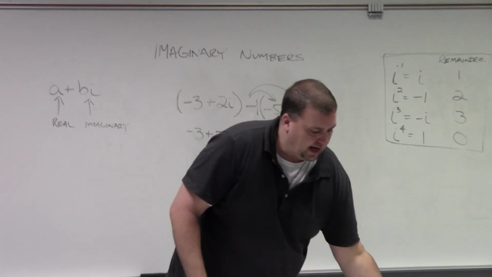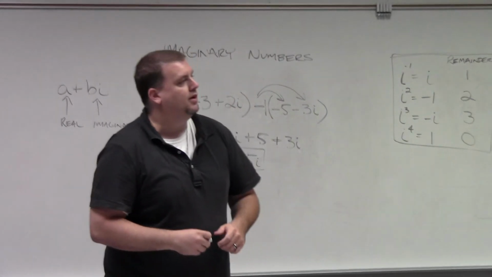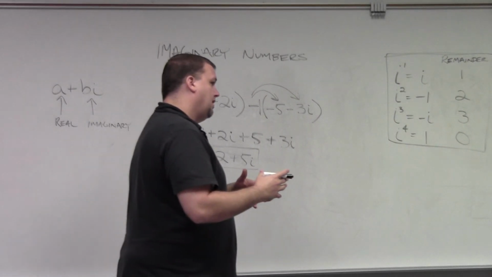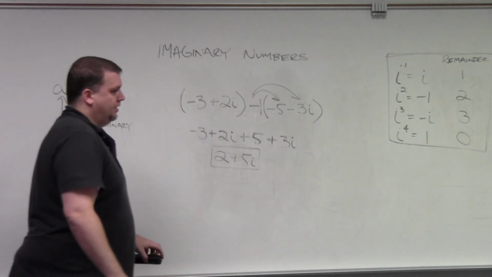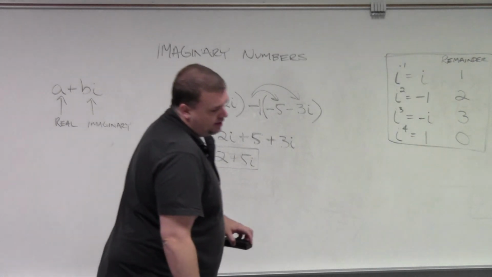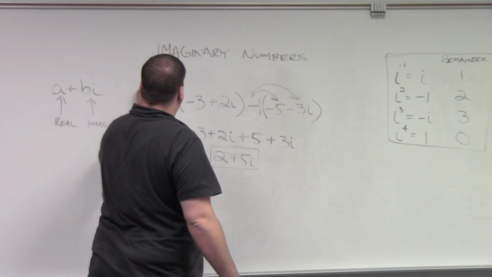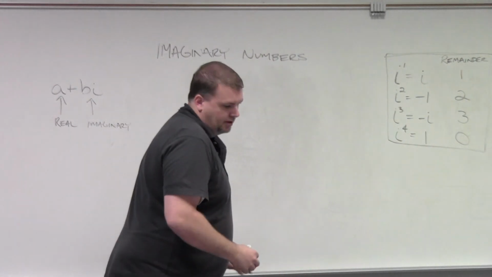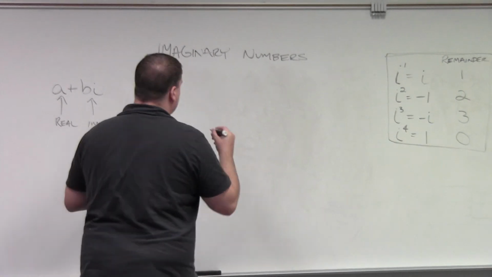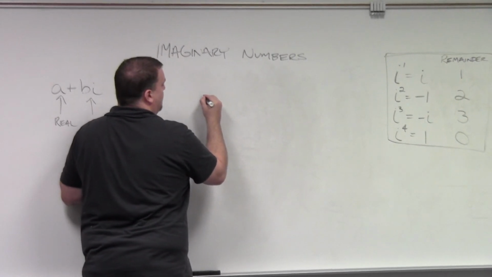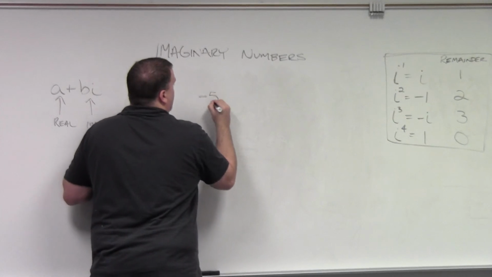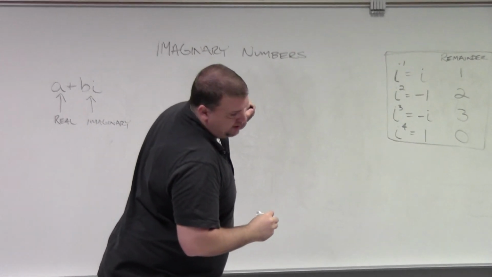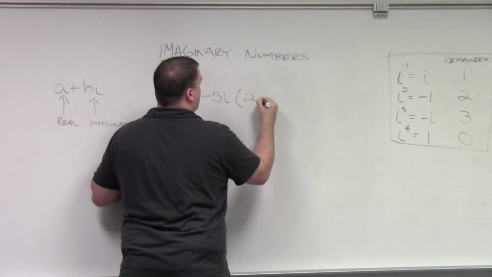So that brings us to our last page, which involves multiplying and dividing, which are a little bit more complex, but in the end, very easy. So we'll take a look at those. The first one involves taking an imaginary number and multiplying it times a complex number. So negative 5i times 2 plus 7i.